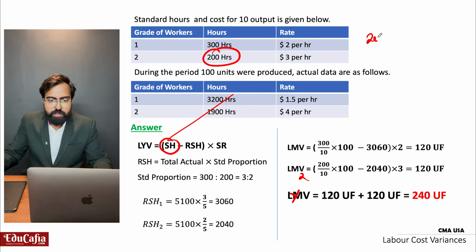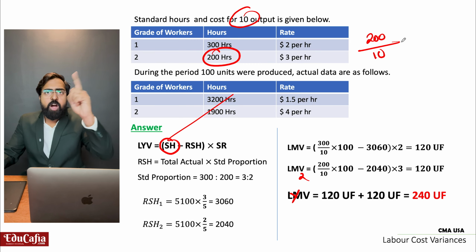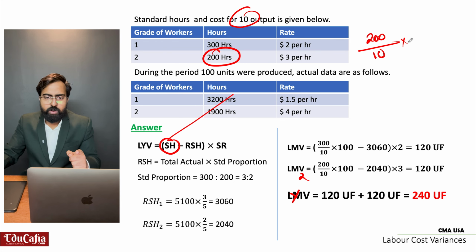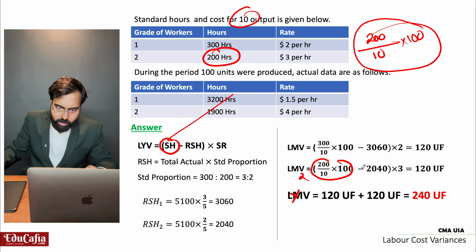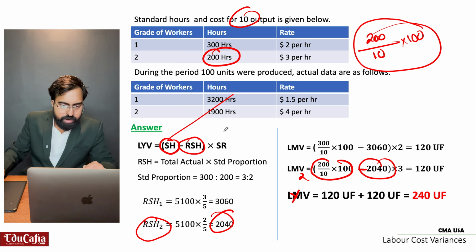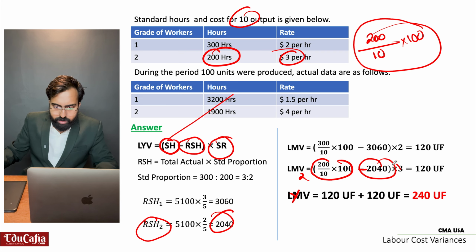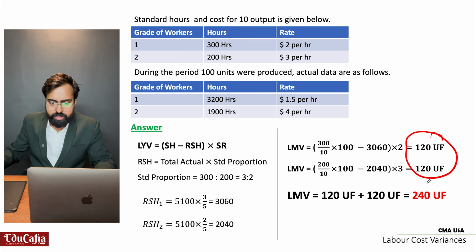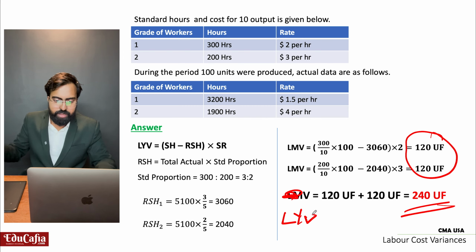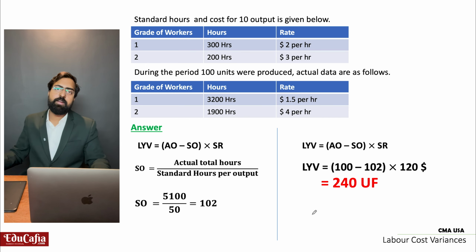200 divided by this total standard output 10, then we will get one output standard hours, into total actual output 100. This is my standard hours, right? So 200 by 10 into 100 minus RSH. RSH I am having 2040, then standard rate is required, that is $3, that is equal to 120 unfavorable. So totally 120 plus 120, that is 240 unfavorable, that is my LYV, labor yield variance.